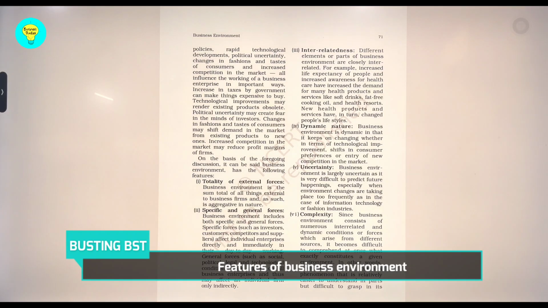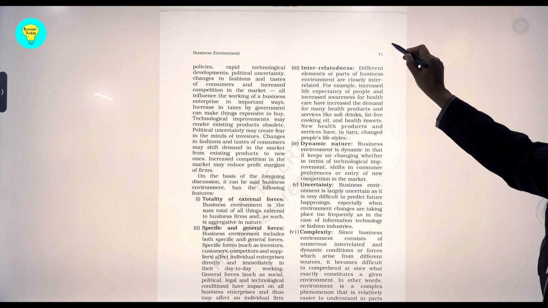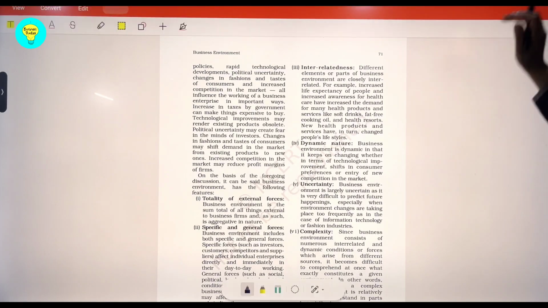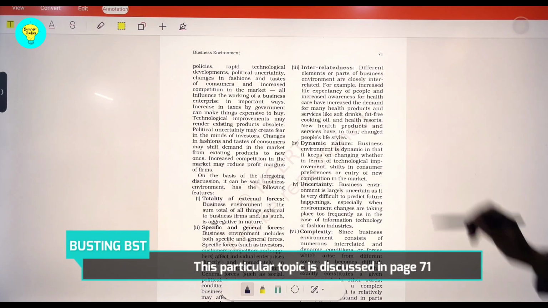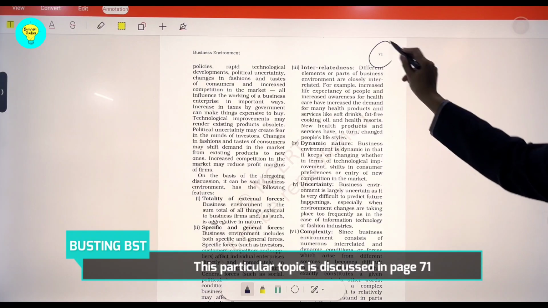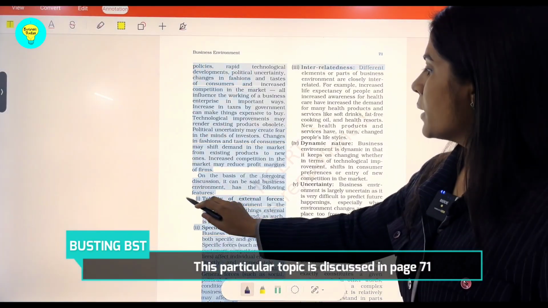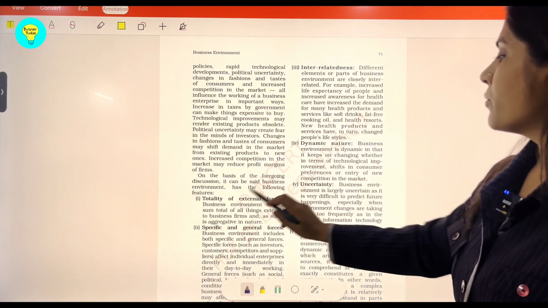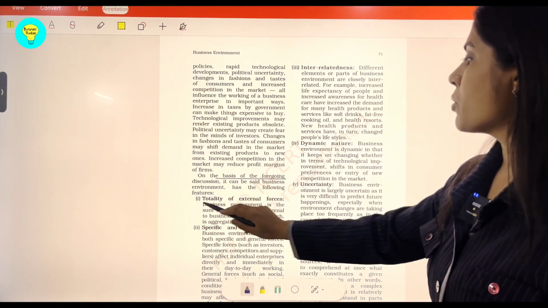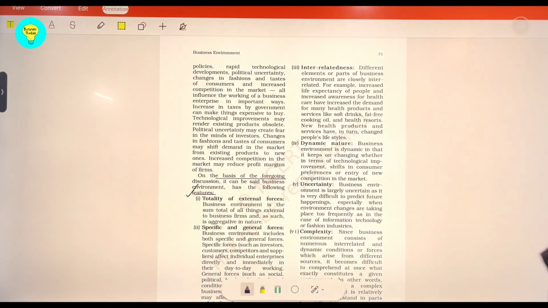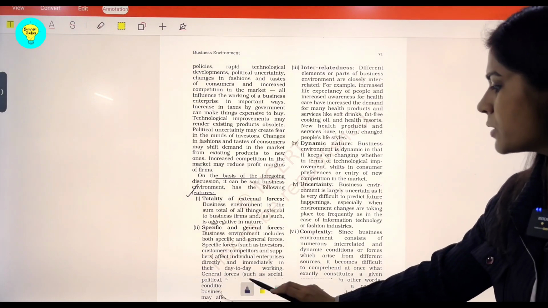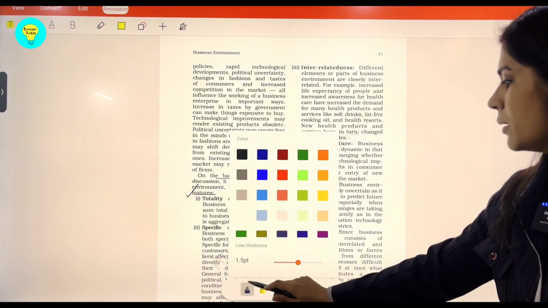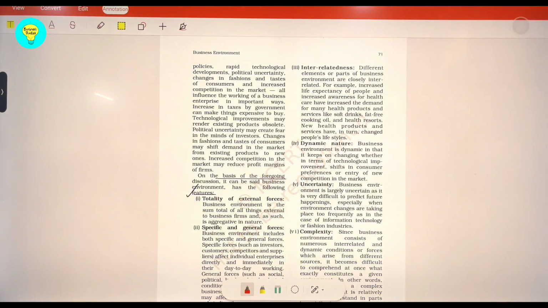So students, if you see the page number 71 of your NCERT, you will get to know that this particular topic has been talked about. Page 71 in your book, it says the basis of the foregoing discussion, we have some features as related with the business environment, and these features have been talked in great detail on this page.